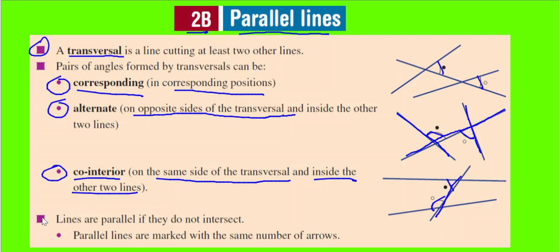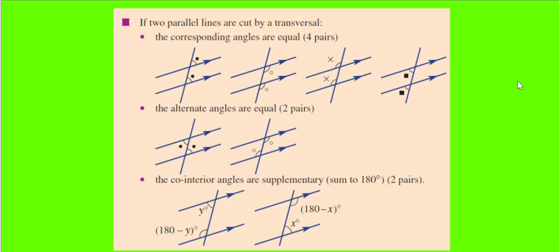Now, here's another little bit. Lines are parallel if they do not intersect. Yep, we know that. Parallel lines are marked with the same number of arrows. So for instance, I think it's on this next page actually. Let's have a quick look. So as you can see here, these lines are parallel, and that is signified by the arrows shown on each of those lines. That's showing that they are parallel.